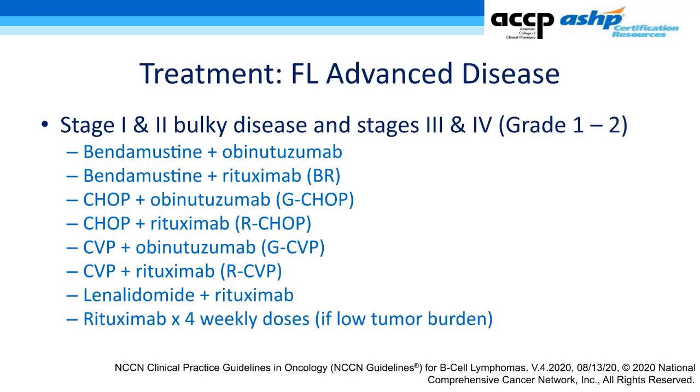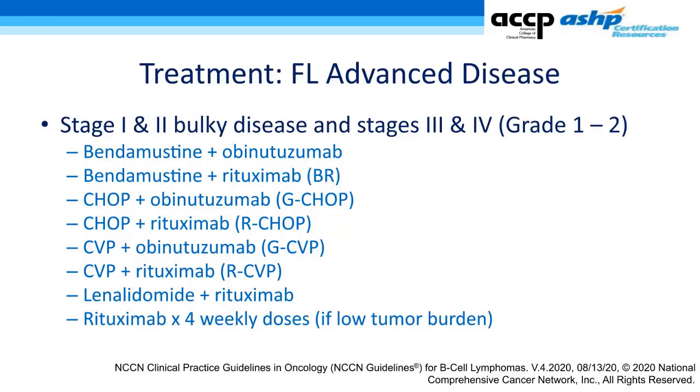For patients who have a little more advanced disease, so this would be stage 1 and 2 bulky disease, or stage 3 and 4, grades 1 or 2 under the microscope, we have a whole host of possibilities here. So what you can gather from this is chemoimmunotherapy. So chemotherapy in combination with an anti-CD20 monoclonal antibody, either Obinutuzumab or Rituximab.